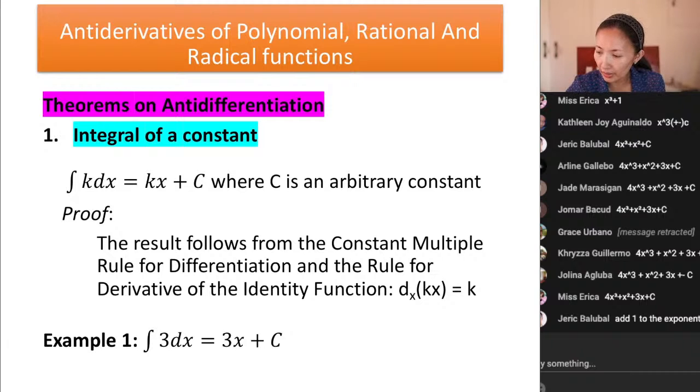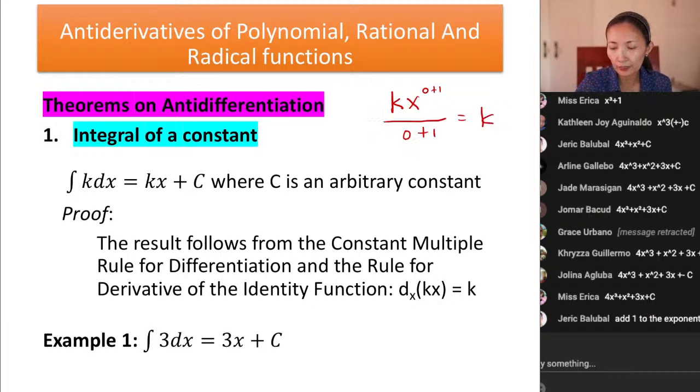So from your observation a while ago, if you have k, I could write this as k times x raised to 0, because x raised to 0 is 1. So, applying your observation a while ago, add 1 to the exponent over exponent plus 1. What will this give us? k and x, correct? So kx plus c. So for any constant, its antiderivative or integral is kx plus the arbitrary constant c.